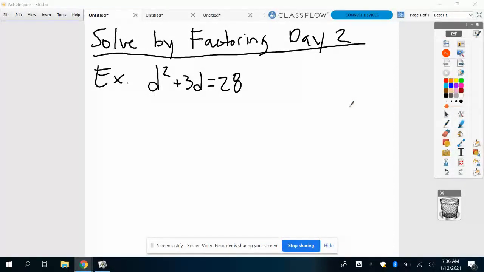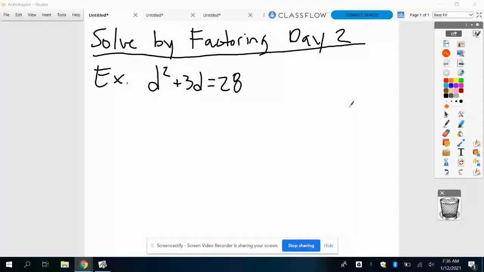So the first example that we have here is d squared plus 3d equals 28. And if you notice, the difference with this problem compared to the problems we saw yesterday is it doesn't equal 0. Right now it equals 28. And what you have to do before you can solve any of these problems, you need them to equal 0.